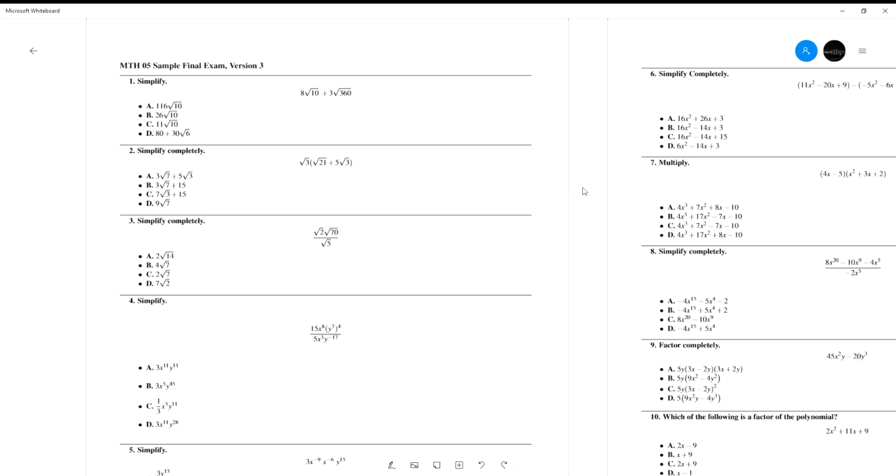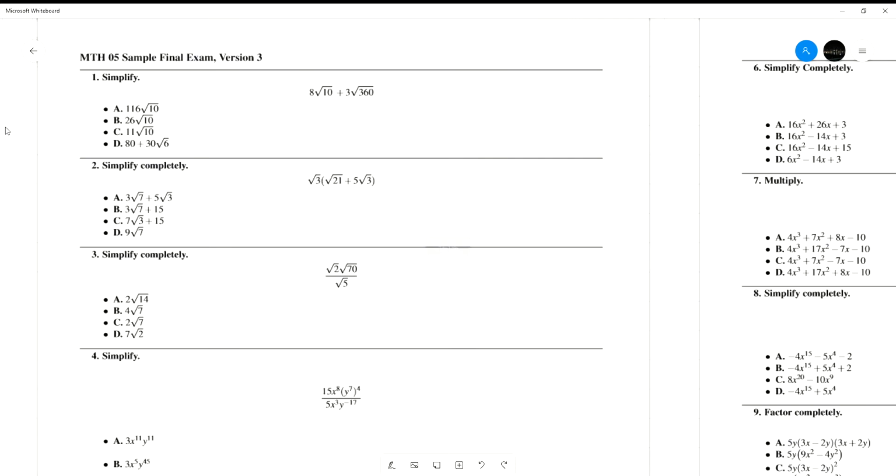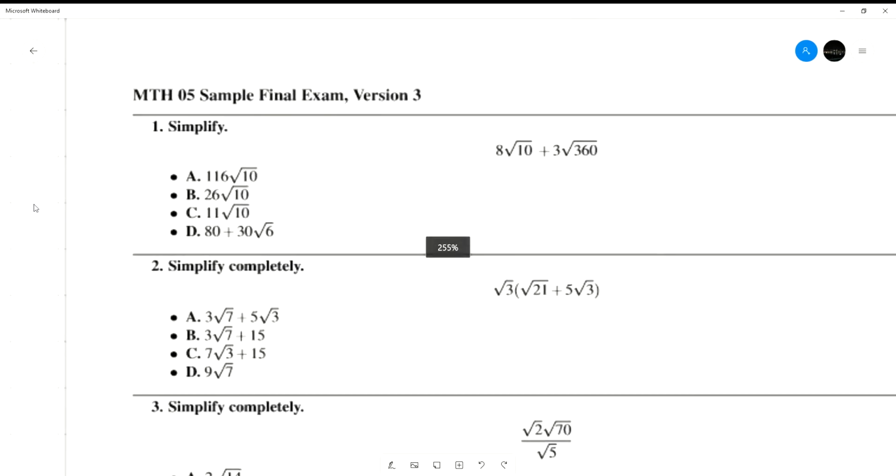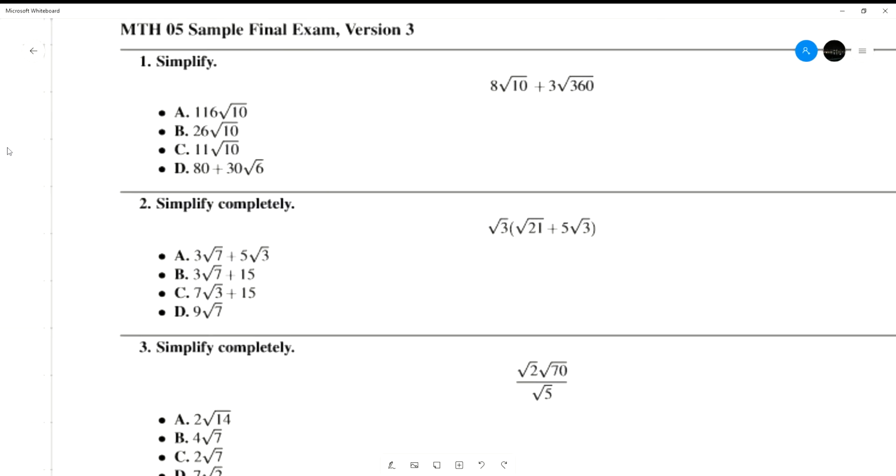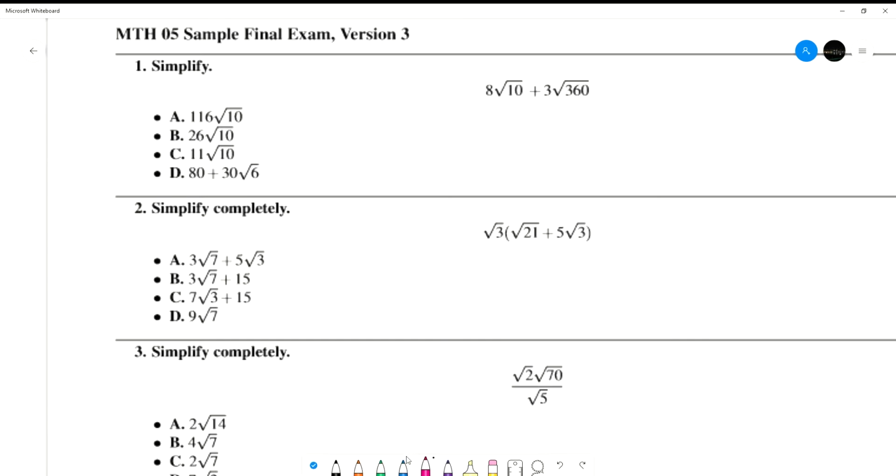Okay, so we have number 1, where we have to simplify the radical expressions. Like I said, for these kinds of problems, I don't want you to waste any time. Just do it on the calculator, and that's it. But especially those going to Math 6, you should know how to do this by hand. So I'll do it by hand, you do it by calculator for now.